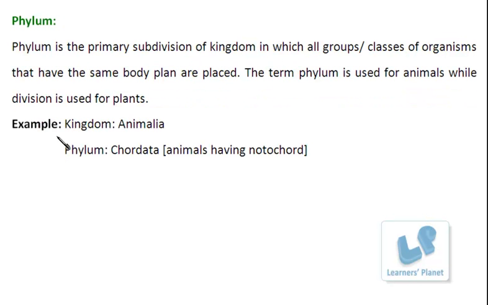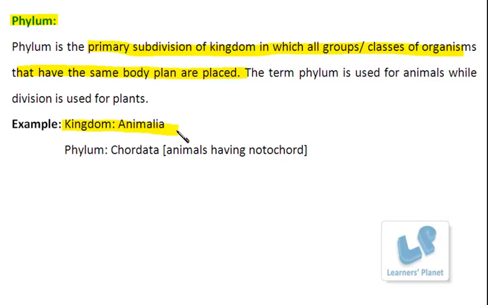The next category, or the next taxa, is the phylum. Well, phylum is the primary subdivision of the kingdom, right? In which all groups or classes of organisms that have the same body plan are placed together. What does it mean? Let us understand it with the help of this example. See, I said there is a kingdom Animalia, right? Animalia, which is comprised of all different types of animals.